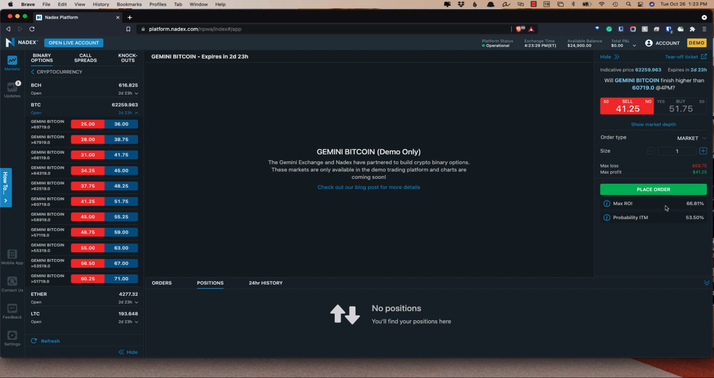You have a 50% probability, over 50% probability you're going to make money, and there's a good maximum ROI. But there's also a good chance it'll go down. So you never know. That is what your own trading skills and your own research help drive. If you get the bet right, you're going to make money. If you get it wrong, you're going to lose money.